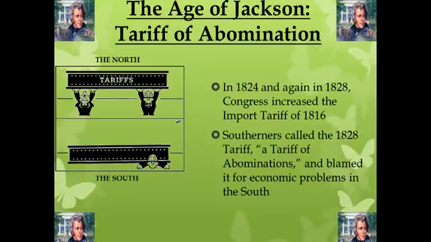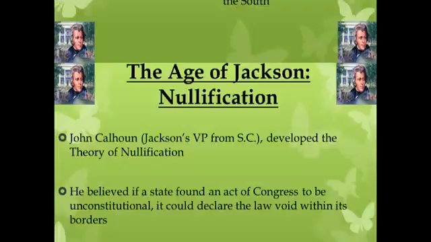So we have this Tariff of Abominations, which is really important. In 1824 and 1828, Congress increased the import tariff of 1816. Southerners called this tariff a Tariff of Abominations, and all the economic problems they were dealing with were blamed on this tariff specifically because it favored the North, who engaged in a lot of trade, and it actually did penalize the South economically because of all their dealings with Britain and with cotton and whatnot. So the South was very, very unhappy with this tariff.